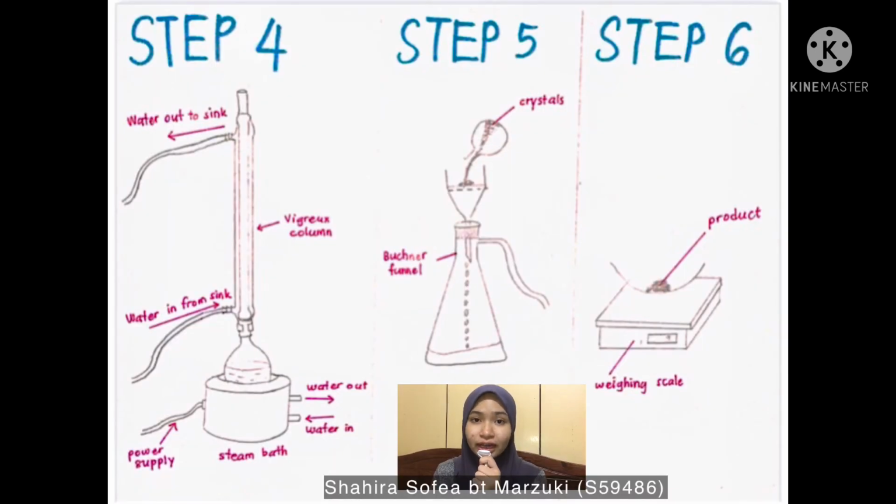Step 4. Heat the mixture using steam until it dissolves and let it crystallize. Step 5. Filter the crystal formed using Buchner funnel. Step 6. Weigh the products. There will be 2 final products, which are endo and exo products.